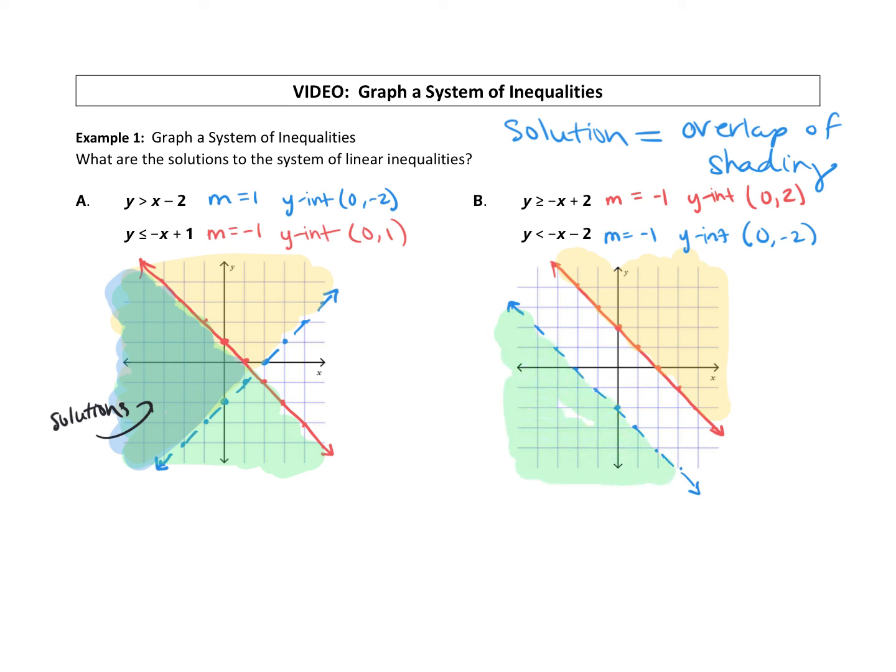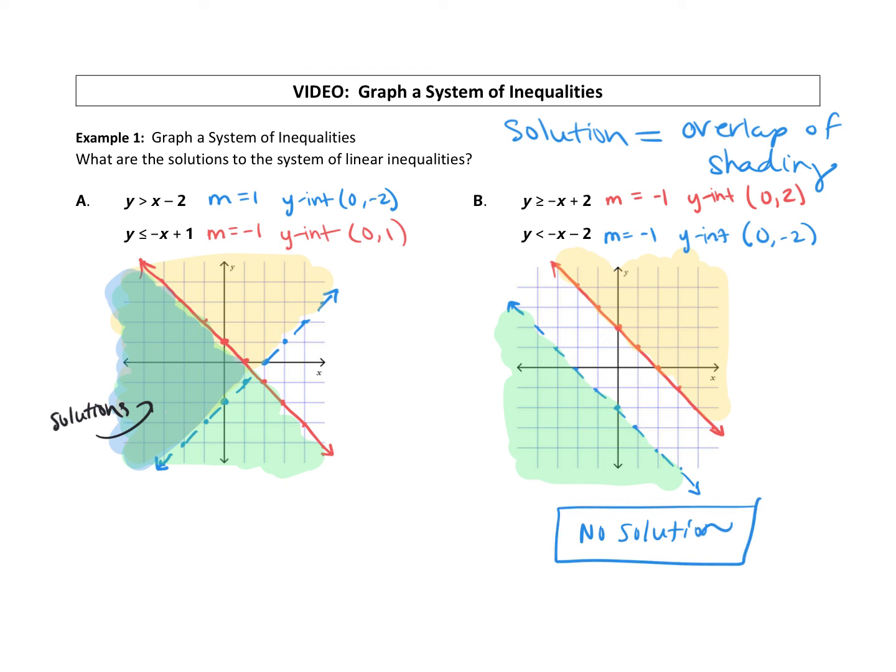And what we're looking for as a solution set is the overlap of our shading. So here's an example where we shade above this red line, and we shade below the blue line, and these two lines are never going to intersect because they are parallel. This shading is never going to overlap. There is no overlap of shading, which means there is going to be no solution set. So we will write no solution for this system of linear inequalities.